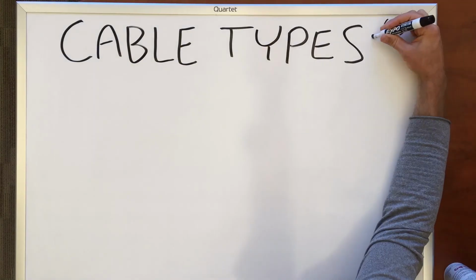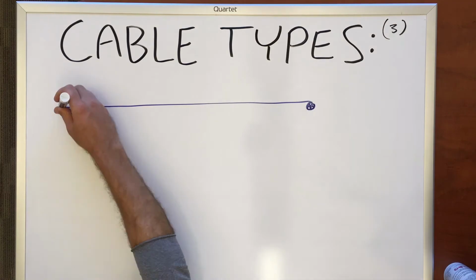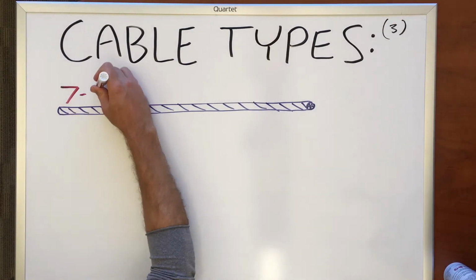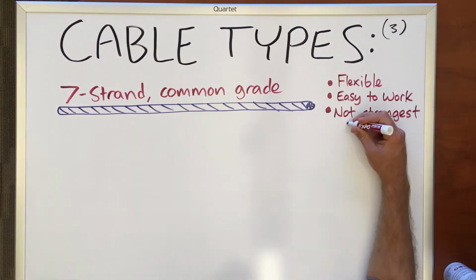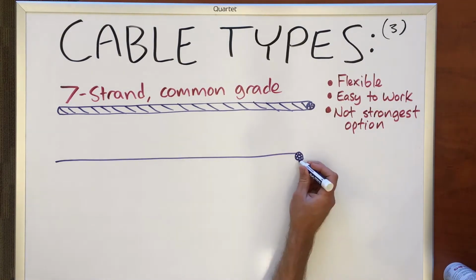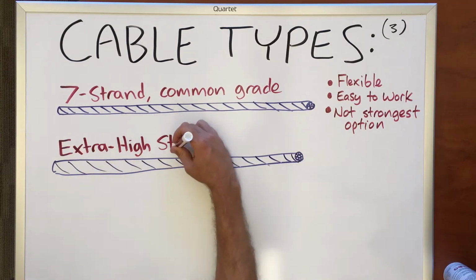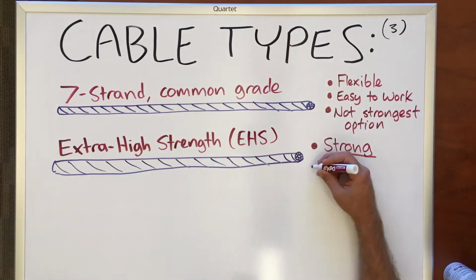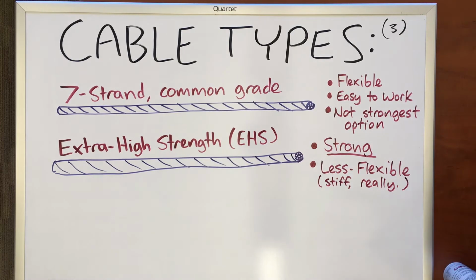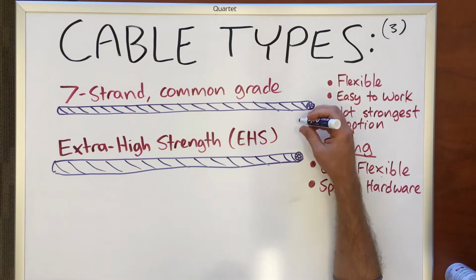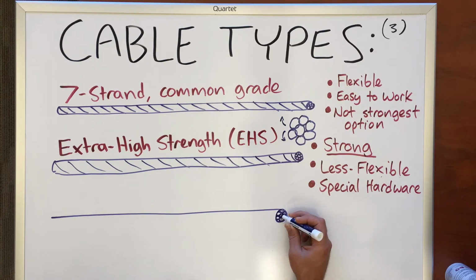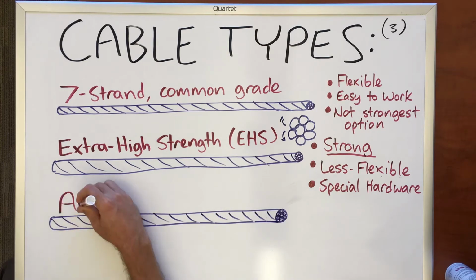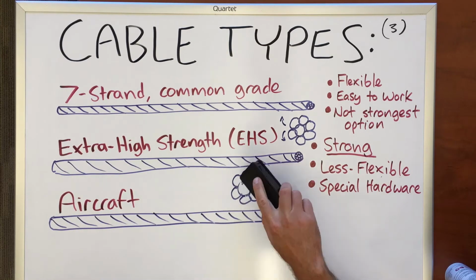When it comes to cable types, there are really only 3 types of metal cables suitable for tree support, all of which come in a variety of sizes. The first is 7-strand common grade cable. This cable is relatively flexible and easy to work with, and inexpensive. Extra high strength, or EHS cable, is the second type of cable that is commonly used in tree support. As the name implies, it is much stronger than common grade cable, but it is also much less flexible and requires special hardware for attaching it to an anchor. Both of these first 2 types of cable are composed of 7 strands.